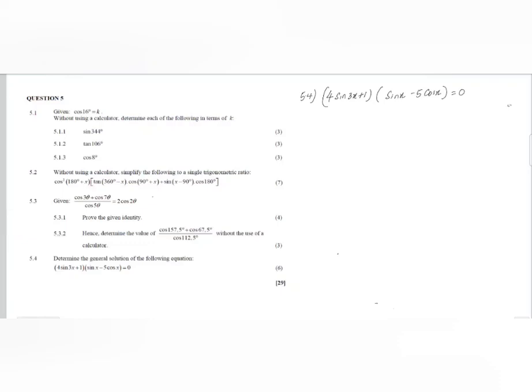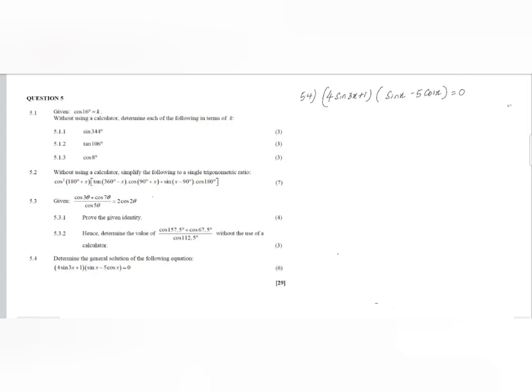Okay, now coming to the last question, 5.4. What is that? Determine the general solution. General solution means you have to write it in terms of k. The following equation. What is that equation? (4 sine 3x plus 1) times (sine x minus 5 cos x) is equal to 0.